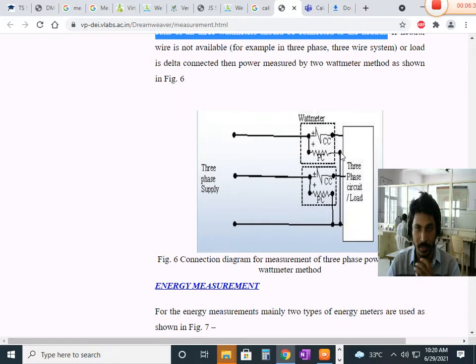You can see the current coil is connected to one phase, and the second phase current coil, whereas the pressure coil negatives of the first phase and second phase are connected at one common terminal. You can see here in the connection diagram for measurement of three phase power using the 2 wattmeter method.